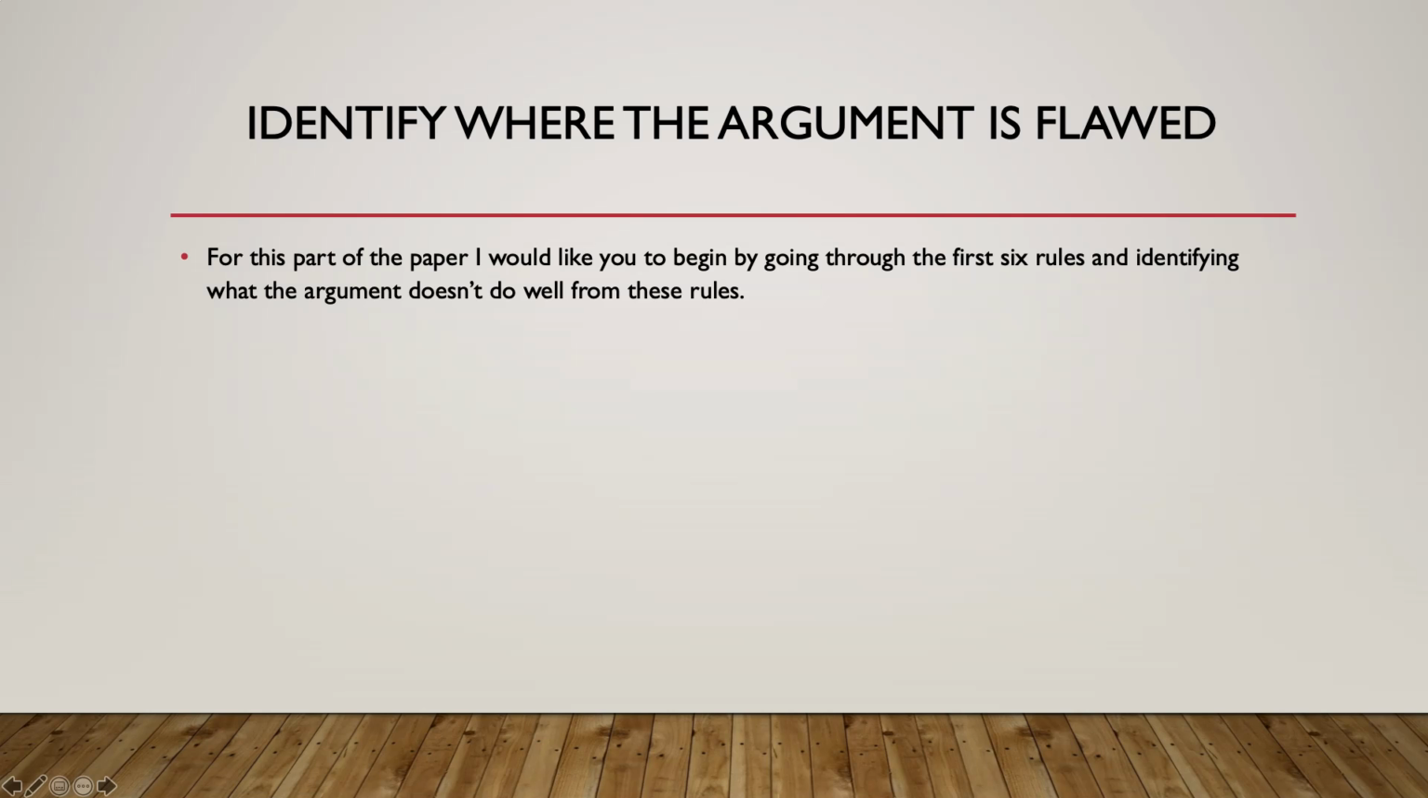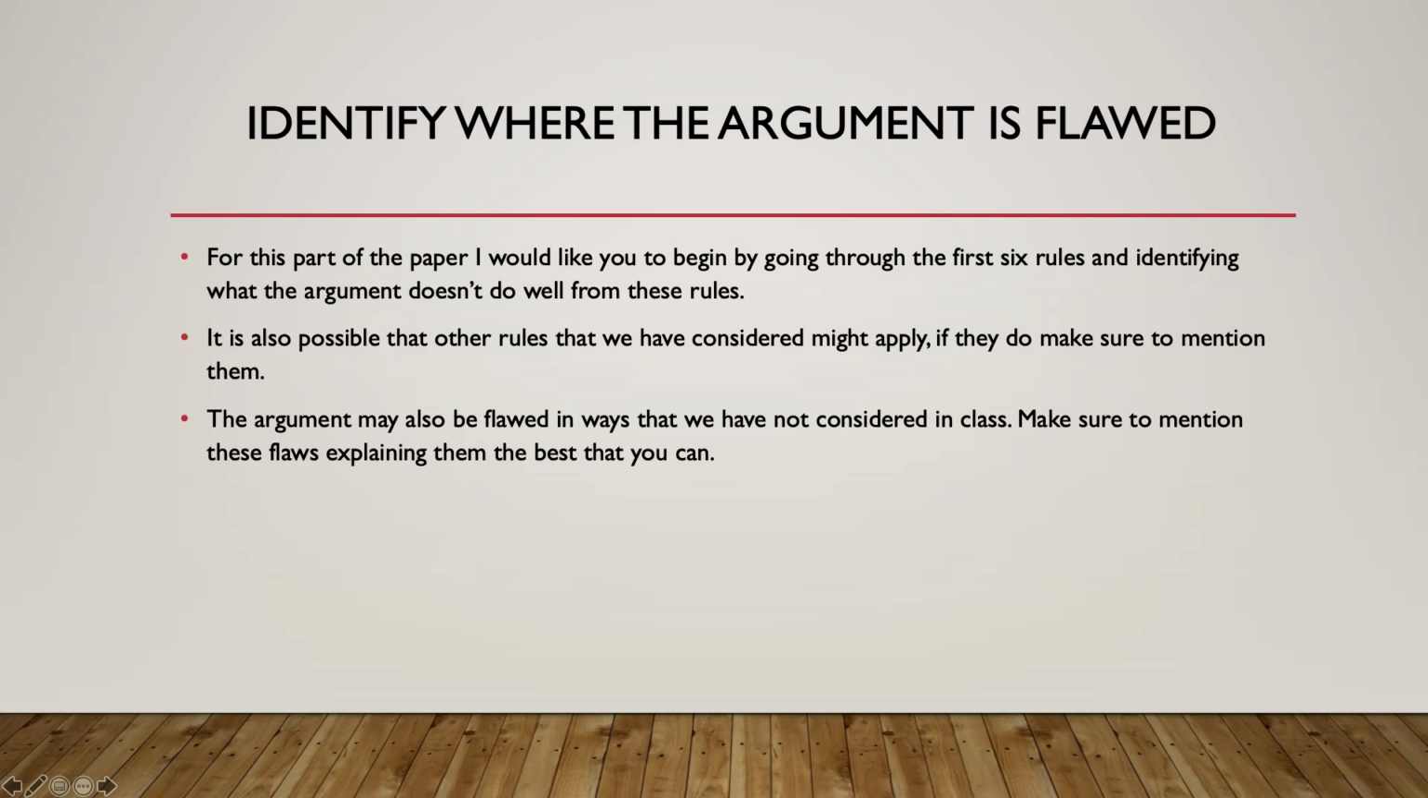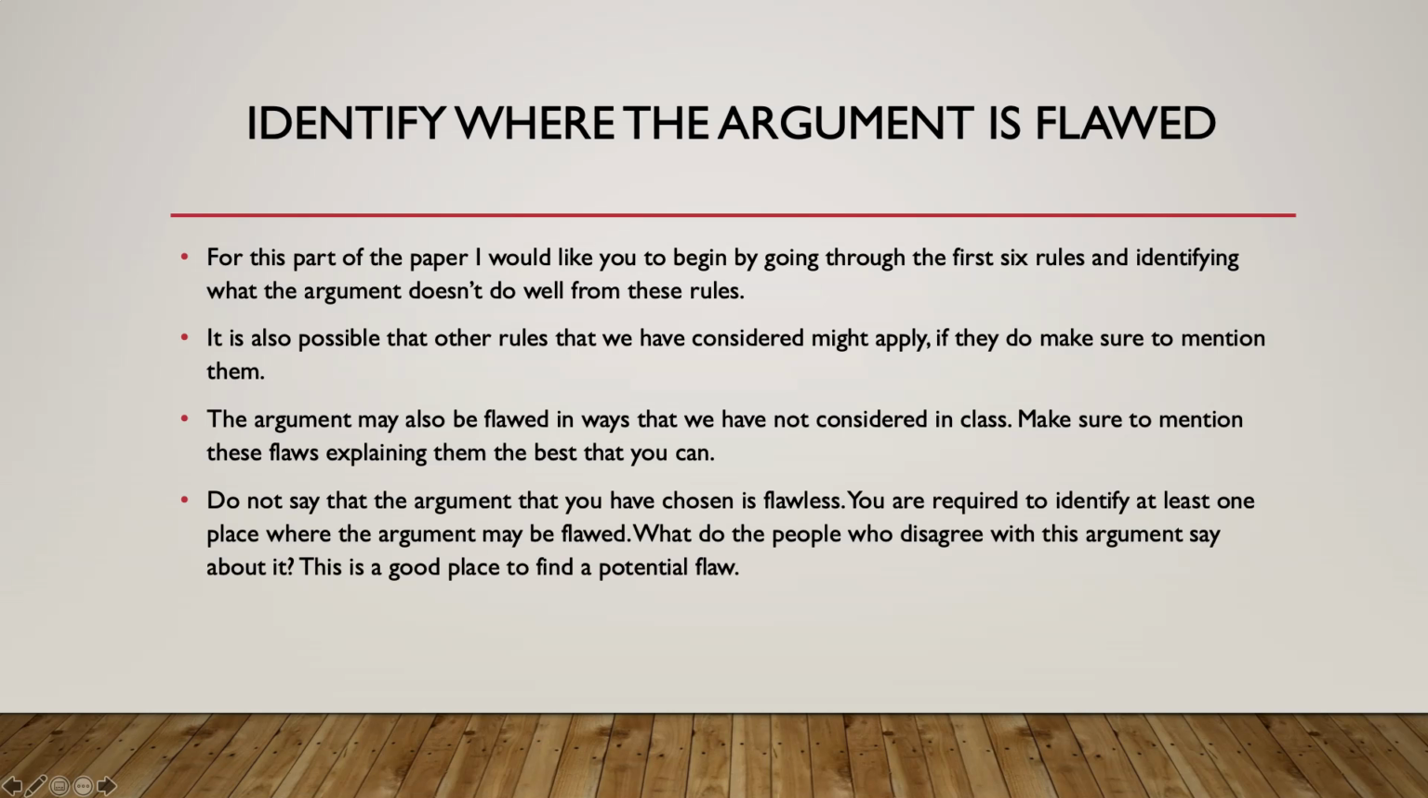So for this part of the paper, I'd like you to begin, again, by going through the first 6 rules and identifying what the argument doesn't do well from these 6 rules. It's also possible that other rules that we've considered might apply, and of course, if they do, be sure to mention them. The argument may also be flawed in ways that we haven't considered in class, so make sure to mention these flaws, explaining them as best you can, all right?